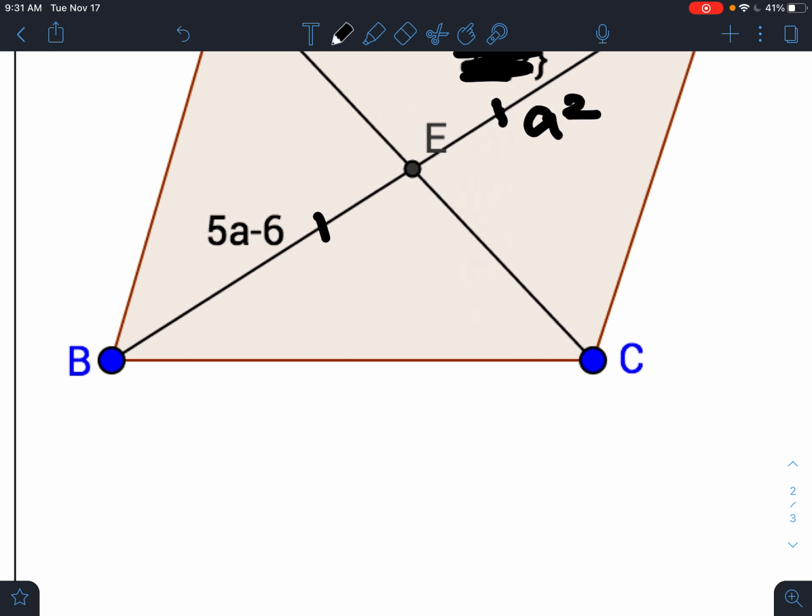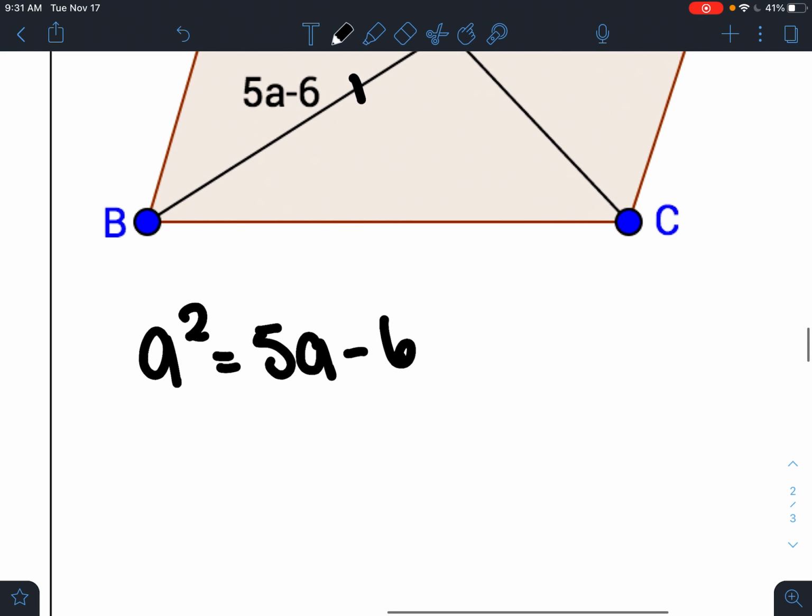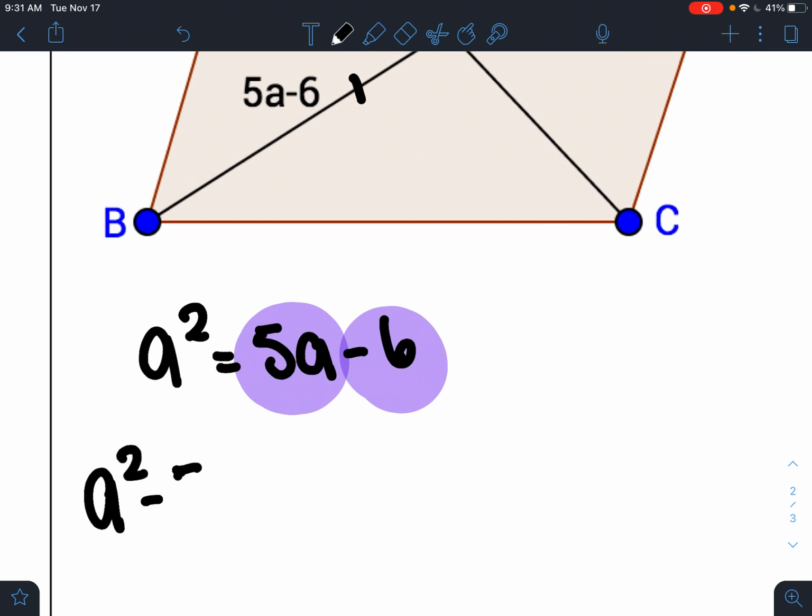So that's what I'm going to do. I'm going to set A squared equal to 5A minus 6. Which brings us back to chapter 1 stuff, because we're actually going to have to factor this. If you remember, when you're solving a quadratic, you have to set that quadratic equal to 0, which means that I'm going to subtract the 5A and add the 6 over so that it's all on one side. So I'm going to get A squared minus 5A plus 6 is equal to 0.